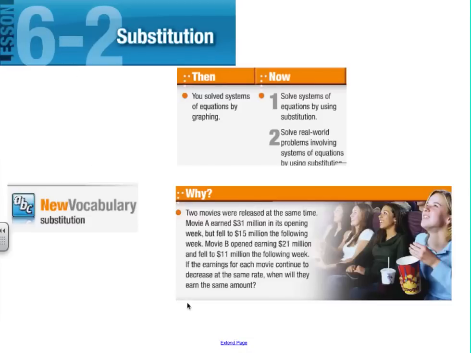Okay, this is lesson 6-2. So in 6-1 we learned how to solve a system of equations by using graphing. And today we're going to learn how to solve a system of equations by using substitution.